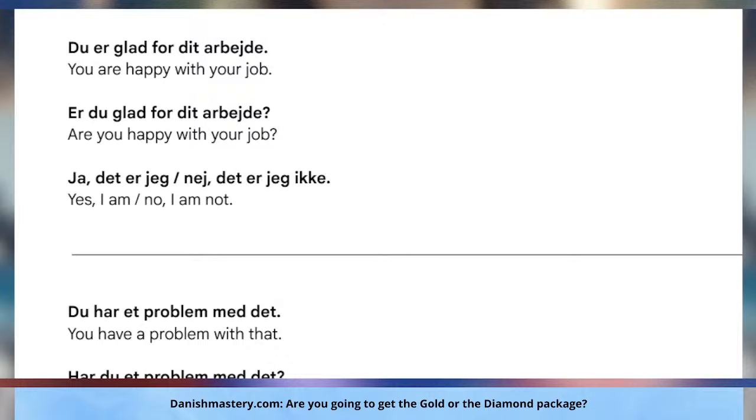Very basic Danish. If you're a beginner, this is essential. Let's talk about this. You have statements and questions. How to tell the difference? Well, let's see. So here we have some examples, right?